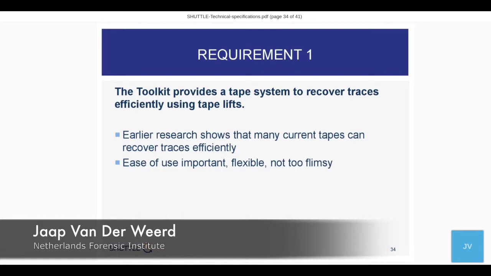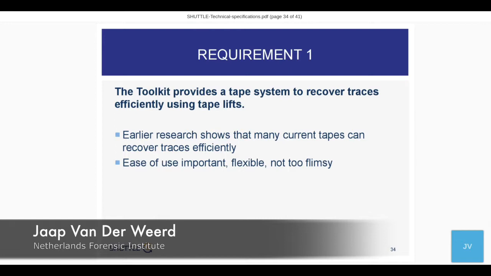So the toolkit provides a tape system to recover traces. Well, we think as a consortium this is quite an easy requirement, because many of the current tapes, even if you buy tape from the normal DIY store or from an office store, most tapes are suitable to recover traces. So this is not such a very harsh requirement, but still it's good to include it, because if people come up with things that do not suffice, then we should have a way to say, well, this is not okay. So it is a requirement, but we don't think it's such a harsh one.